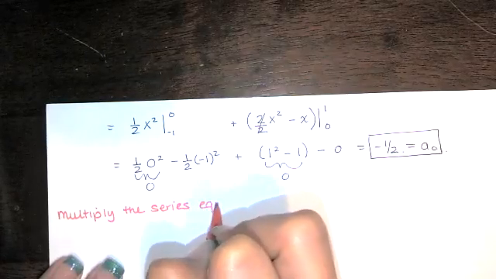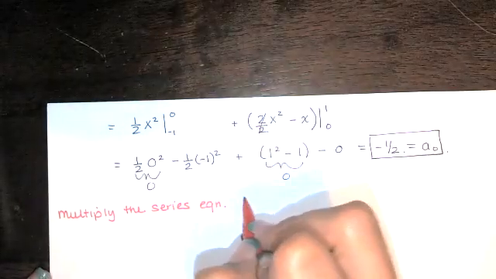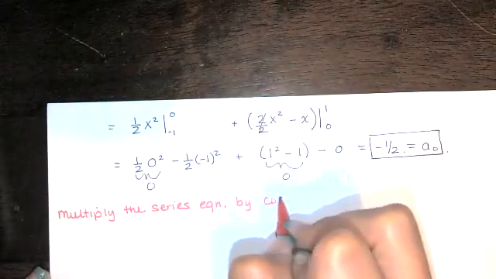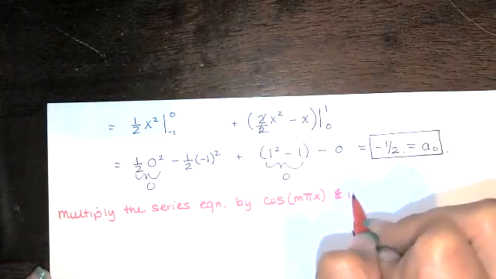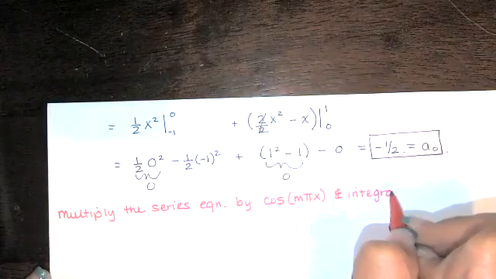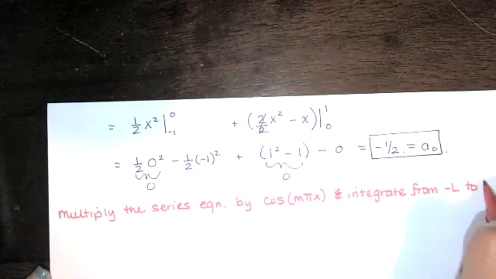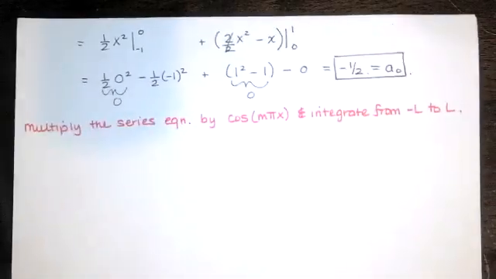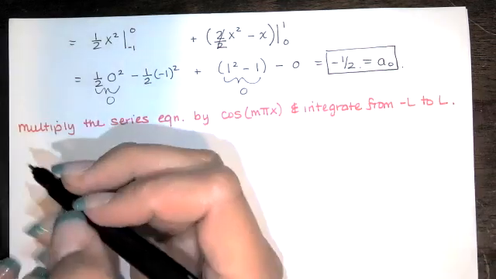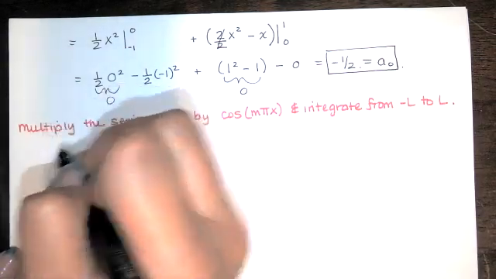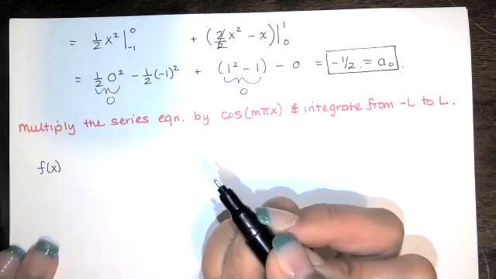I'm going to call that the series equation. F of x equals the series. Multiply the series equation by cosine of m pi x, and then integrate from -L to L. Okay, so we started with f of x over here.